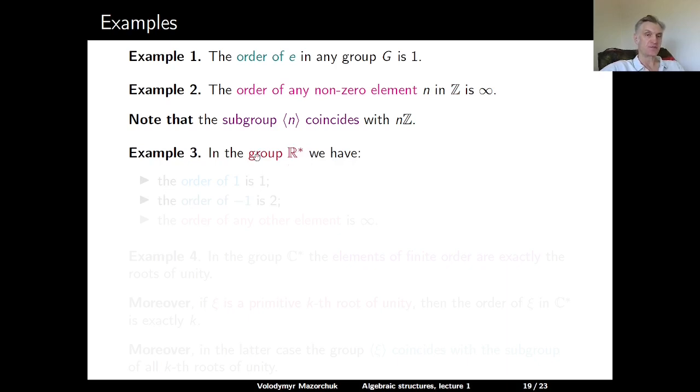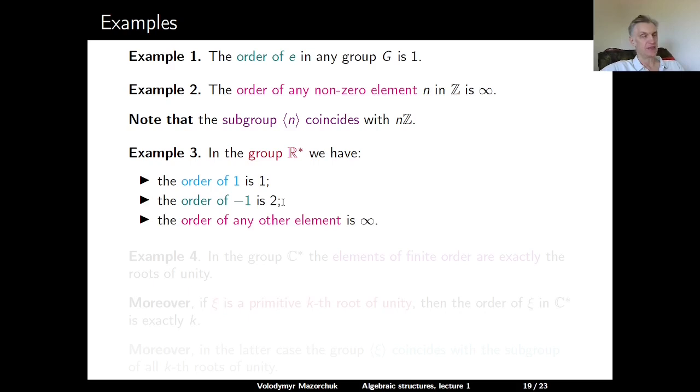Example 3, in the multiplicative group of all non-zero real numbers, the order of the identity 1 is 1. This is example 1. The order of minus 1 is 2. That's because minus 1 times minus 1 is 1, and that's all. And the order of any other element is infinity. If we have a non-zero real number which is not 1 or minus 1, and we take the powers of this number, we will have infinitely many real numbers.